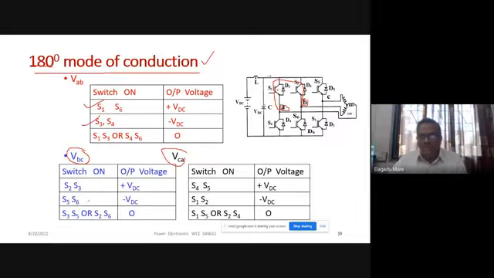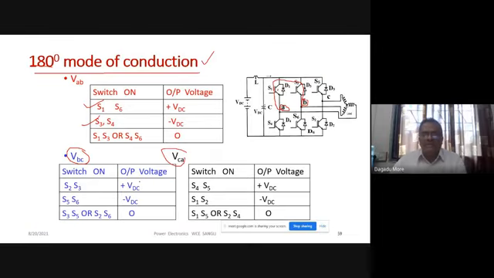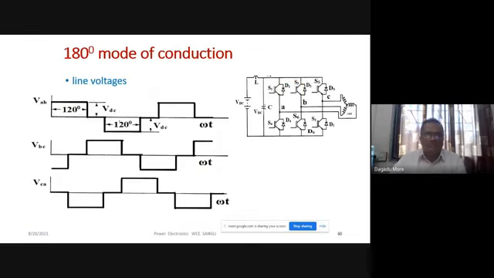If you use this truth table and go by which devices are on, based on that we can find the line voltage waveform. So here our line voltage waveform, this is plus VDC. I am showing it here. We are not going into detail for lack of time. So whenever VAB is positive, which two devices will be on? S1 and S6 will be on.